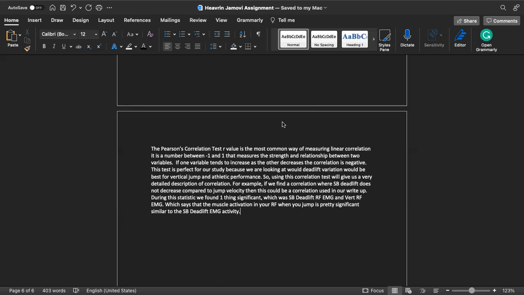For example, if you find a negative correlation for the straight bar deadlift compared to the jump velocity or the jump activation, that'll help for future reference, and that'll help when athletes are trying to figure out which deadlift to do. That'll help translate to athletic performance. So I feel like this is why the Pearson's correlation test is the best.